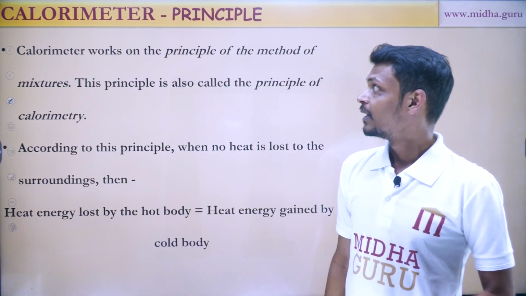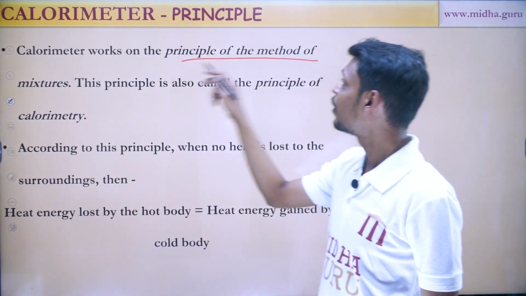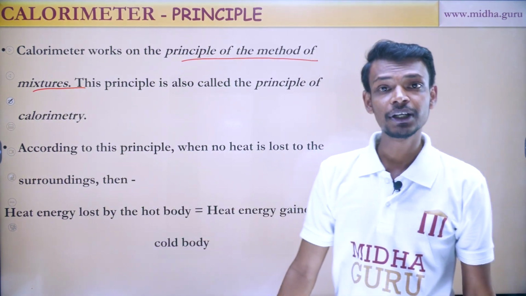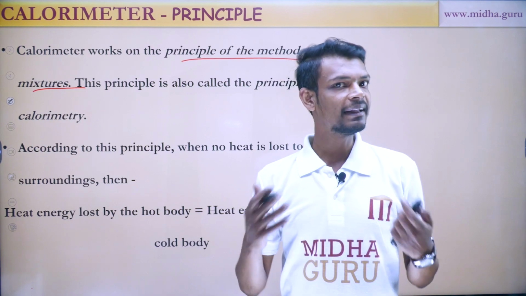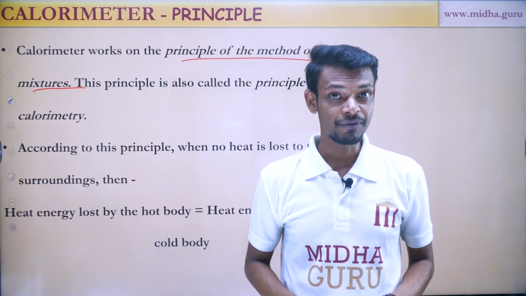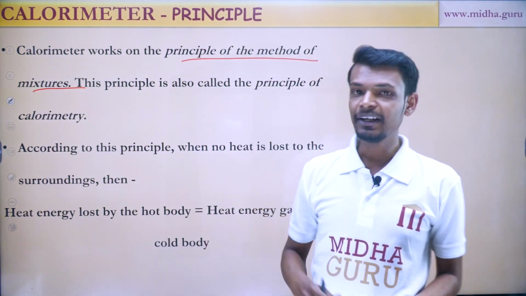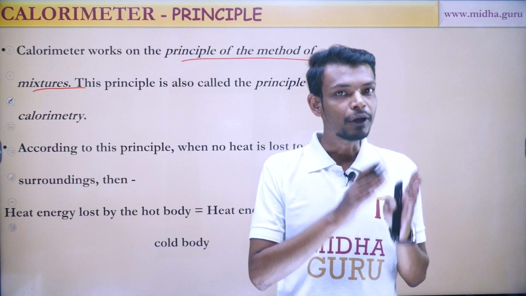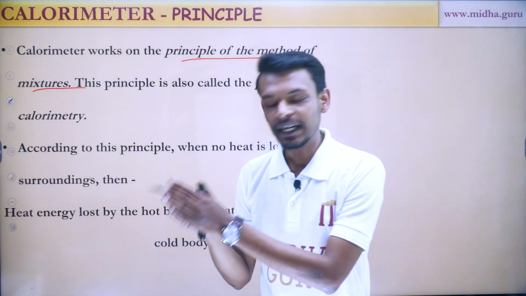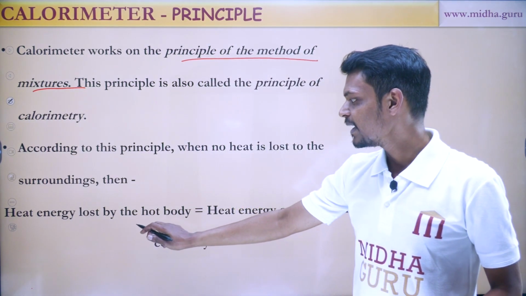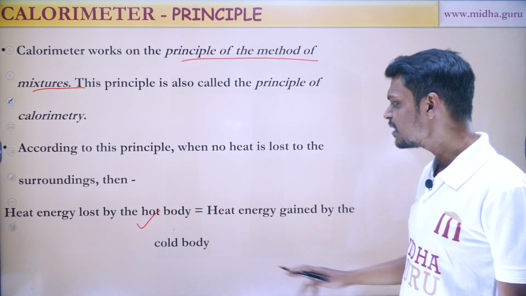Next, if we talk about the principle, then the calorimeter works on the principle of the method of mixtures. This principle is also called the principle of calorimetry, and in fact this principle is based on the law of conservation of energy. I think you know what the law of conservation of energy states. According to the principle of calorimetry, the amount of heat lost by a body is equal to the amount of heat gained by another body. The mathematical formulation is given here. Heat energy lost by a hot body is equal to heat energy gained by a cold body.